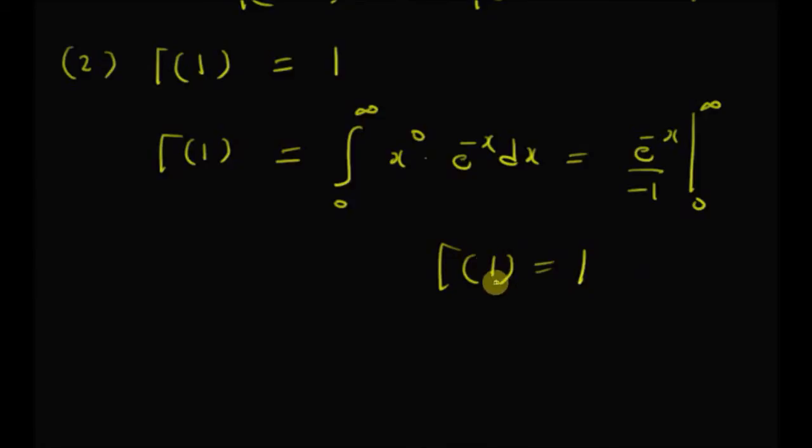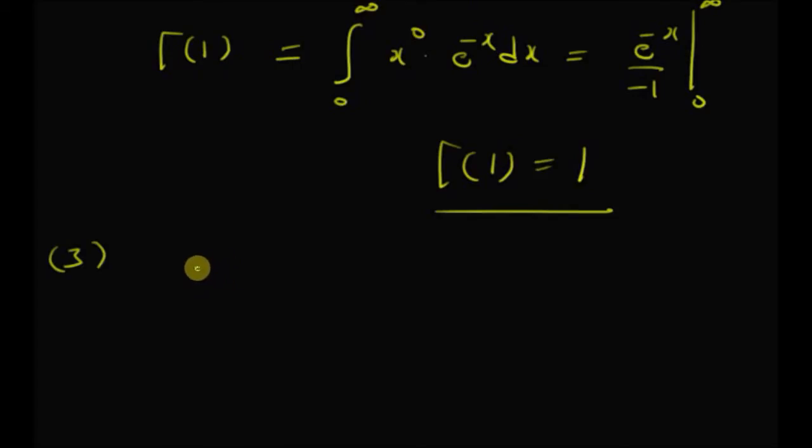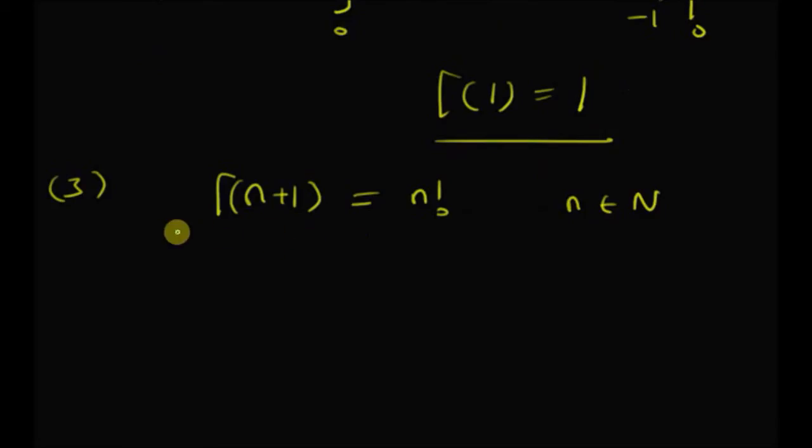Therefore, gamma of 1 is 1. And the third property is gamma of n plus 1 is equal to n factorial for all values of n that belong to the set of positive integers, that is natural numbers. Now let us verify this property by using mathematical induction.